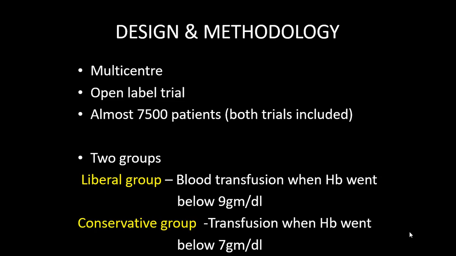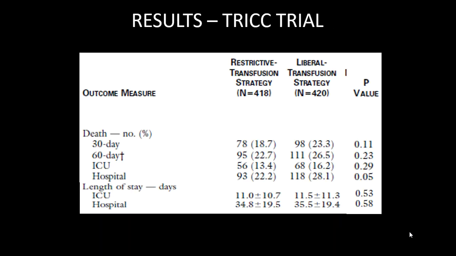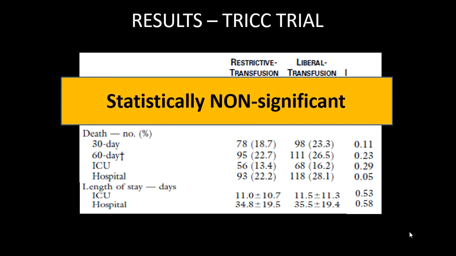They were both multi-center but open-label trials, and almost 7,500 patients were enrolled. There were two groups. One was the liberal group, where the transfusion was given when the hemoglobin went below 9, and the other was the conservative group, where the transfusion was given when the Hb was less than 7. If you look at the TRICC trial, the 30-day, 60-day, and ICU mortality were not different whether you were given the restrictive strategy or the liberal strategy, and it also did not increase the hospital stay.